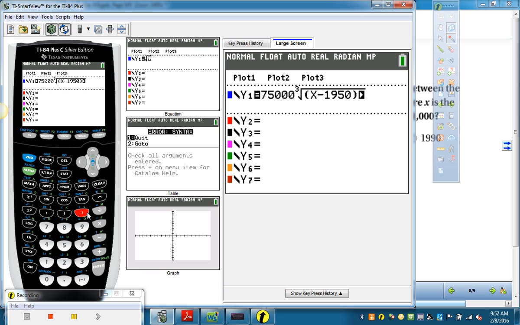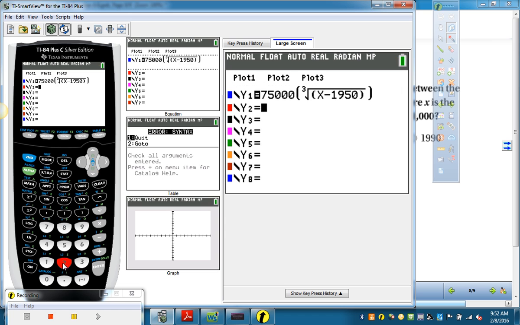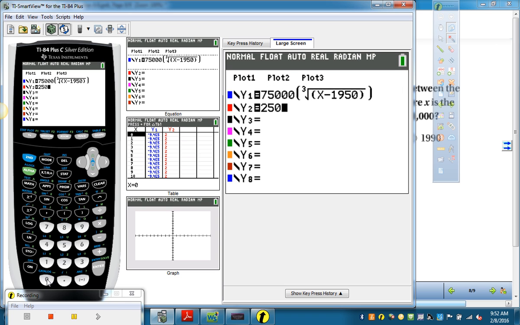We're talking about really big numbers, and we are interested in when this is equal to 250,000. So what I want you to do is in Y2, put in 250,000. If we want to find when this population is equal to 250,000, we can find the intersection of these two graphs.